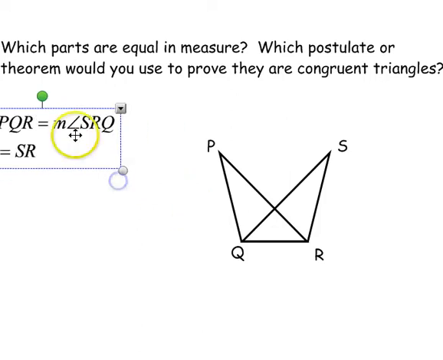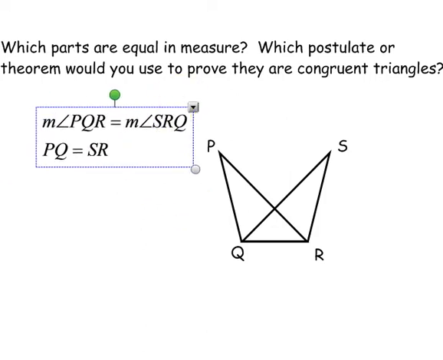All right, let's bring this in. Which parts are equal in measure? Which postulate or theorem would you use to prove the triangles are congruent?